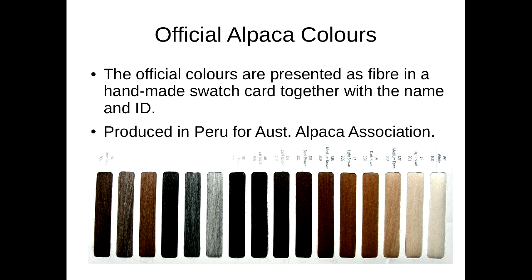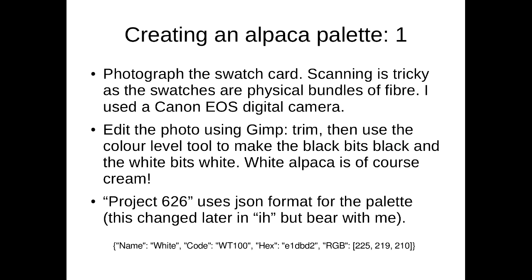So I thought, well, if you look carefully, you'll see that there are numbers and letters associated with each of these colours. This means we can make a catalogue. How do we create an alpaca palette? First of all, I photographed the swatch card. Now, you would say, oh look, just put it on the scanner. Well, no, because the bundles are kind of 3D, and if you put it on the scanner, it sits up above the scanner, and it doesn't quite work. So anyway, I photographed it using a camera.